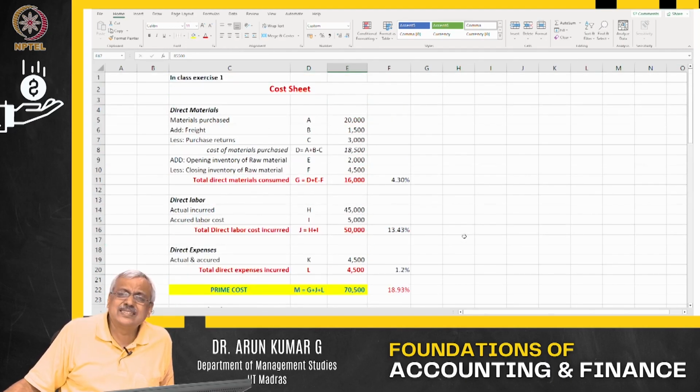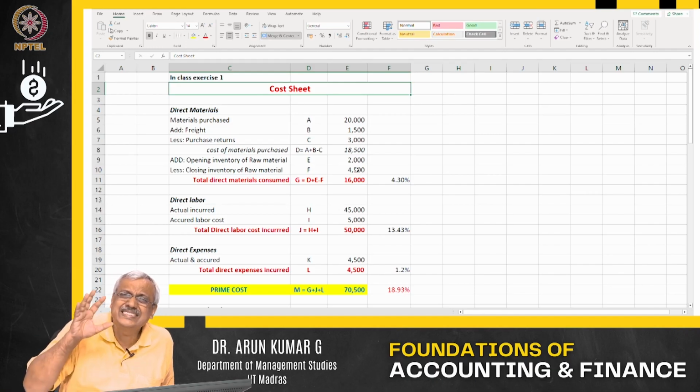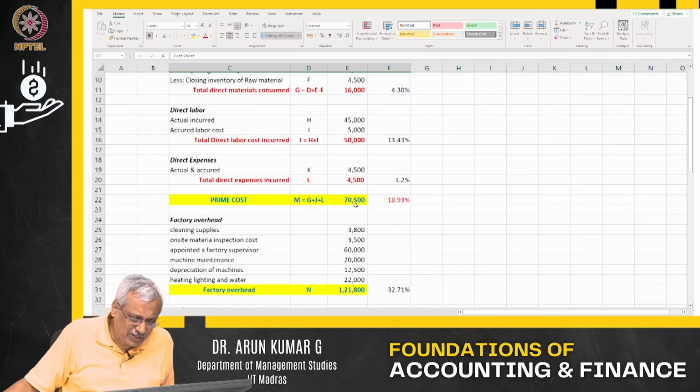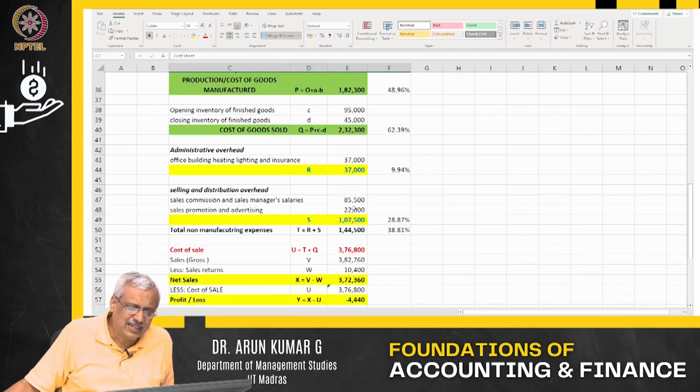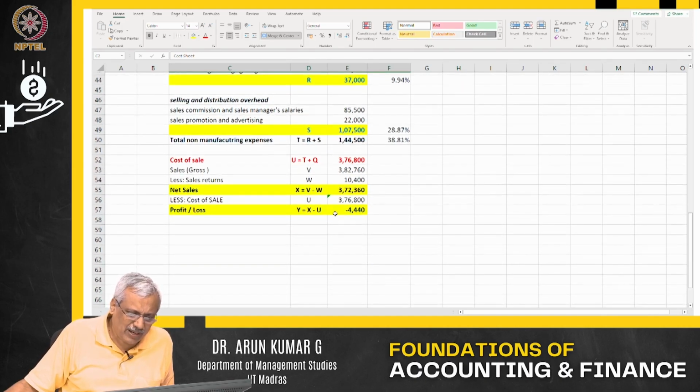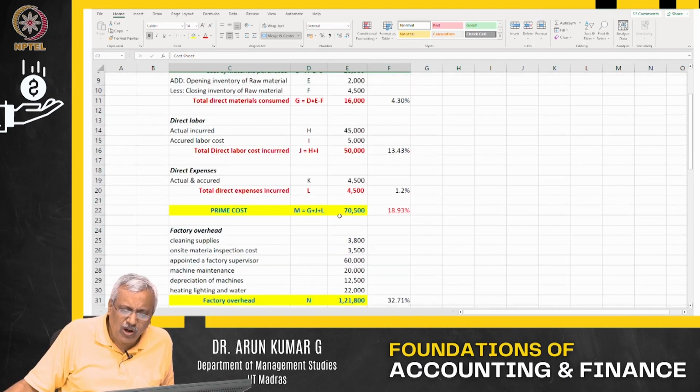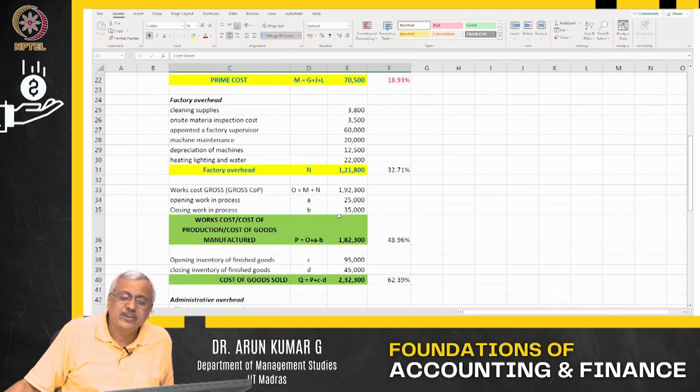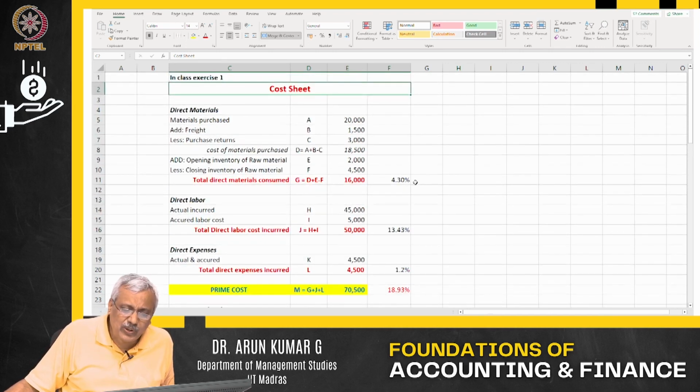So what does the Excel cost sheet tell you? The cost sheet tells you the distribution of the cost, the classification of the cost into prime, works, factory, administrative, selling, that is non-manufacturing, and everything. So we know how much you are spending. We know your inventory positions. We know whether you are getting into trouble because of inventory, everything. So you can adopt cost control mechanisms from here on.